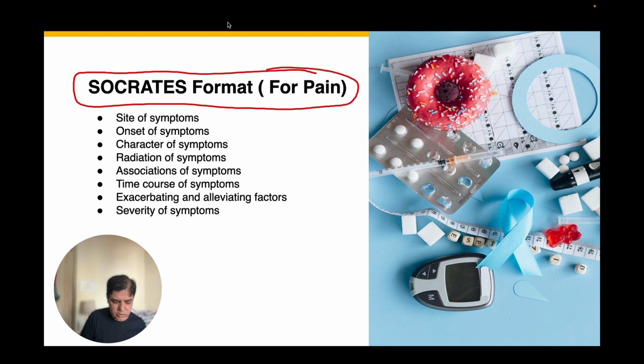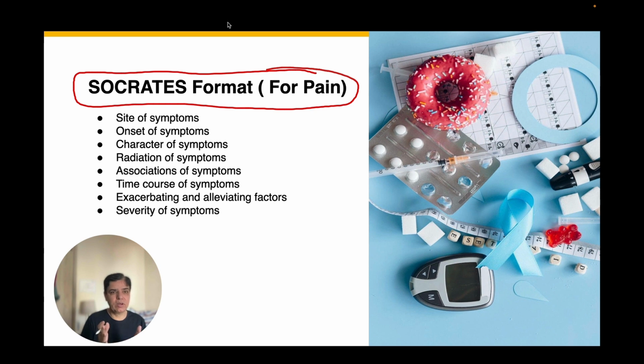This SOCRATES is again an acronym. S stands for site of symptoms. For example, if they've got pain, where is the pain? Is it in the chest, abdomen, back, etc.? O is onset of symptoms: what were the circumstances in which it started, and for how long has it been going on? C is character of the symptoms. Character means how does that pain feel? Is it a dull pain, a sharp pain, a lightning pain, like somebody has stabbed them? These are known as characteristics of painful symptomatology.